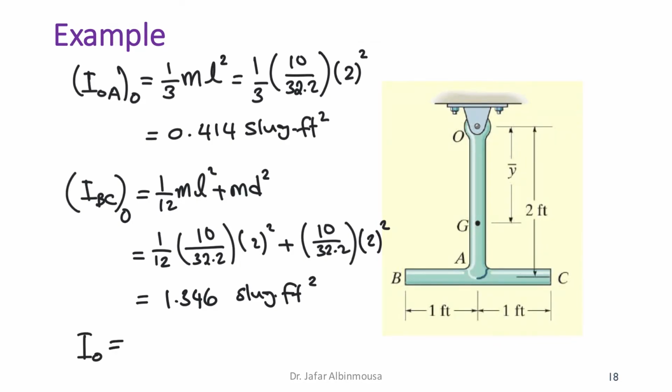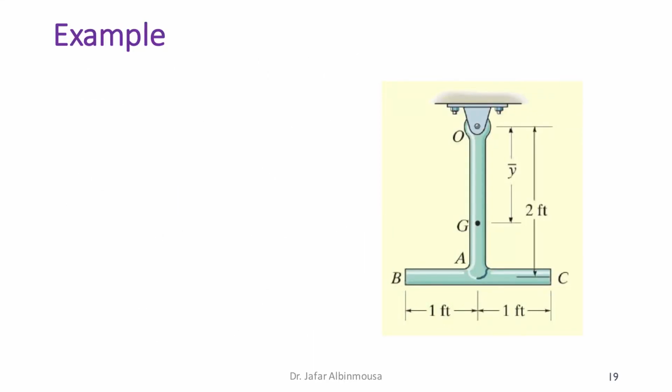Now IO, which is the moment of inertia for the entire body about point O, is basically the addition. So the sum of 0.414 plus 1.346, and this is going to give you 1.76 slug feet squared. On the next part, we would like to determine the moment of inertia for this composite body, but around its center of gravity.